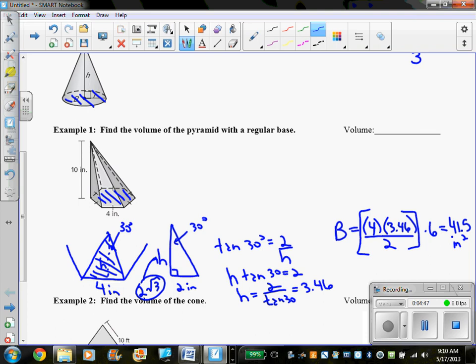Okay. So all I've done so far is find the area of the base of the hexagon of this pyramid, because it is a hexagonal pyramid. Now, I'm going to switch this over. We're going to talk about volume.